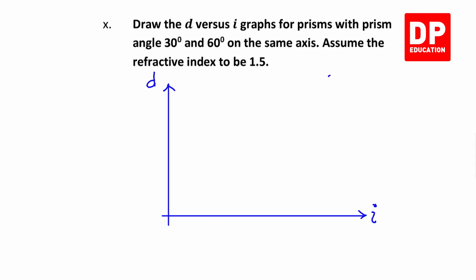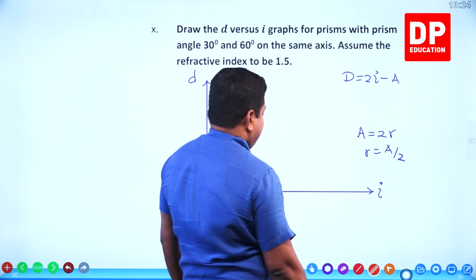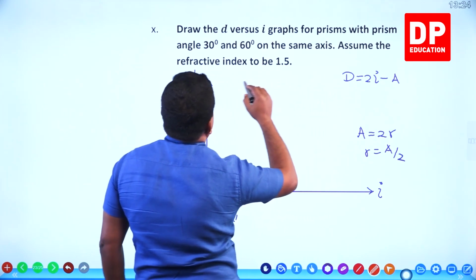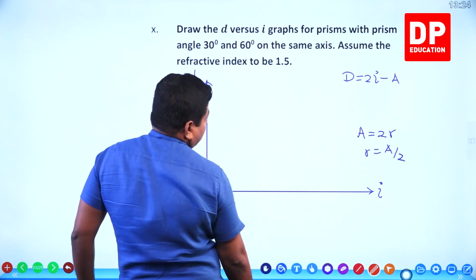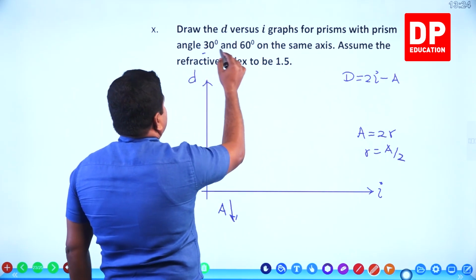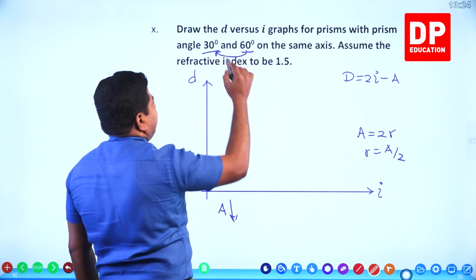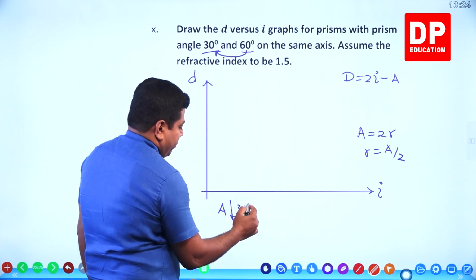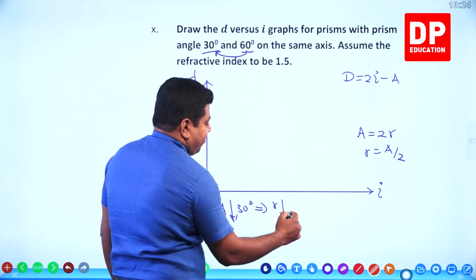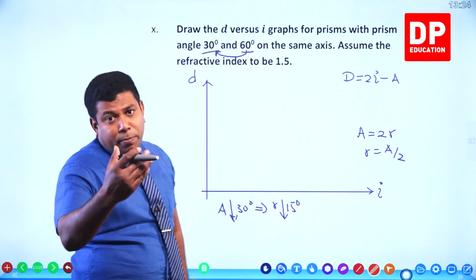We had a formula D equals 2I minus A. We had another formula A equals 2R. R will be A by 2. So understand, they are talking about 60 degree and 30 degree, right? So the D versus I graph of prism angle of 30 and 60. We already analyzed 60, now we will think about 30. A drops by 30 degree, 60 to 30. If A drops by 30 degree, R is going to drop by 15 degree. You understand? R will drop by 15 degree.